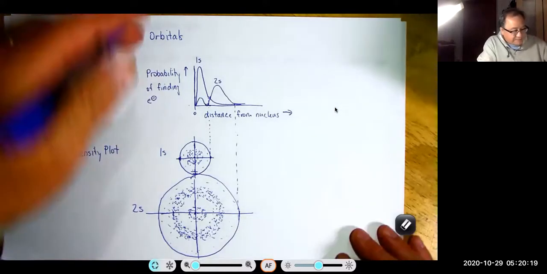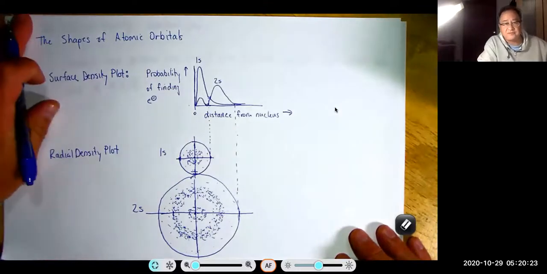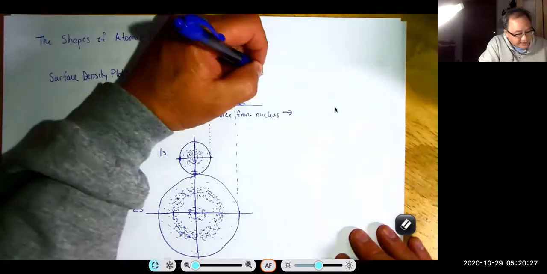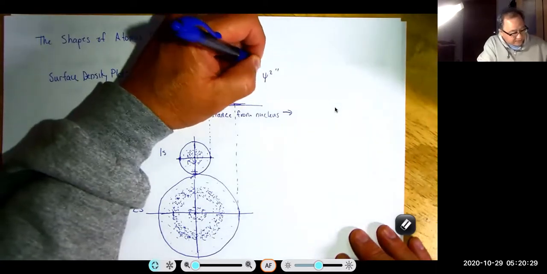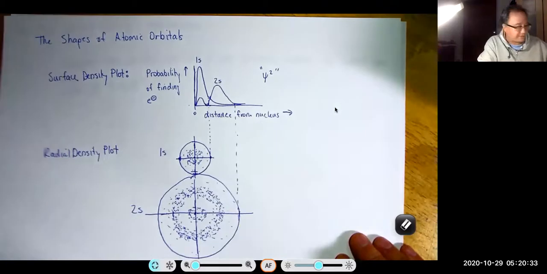So this is basically calculated using Schrodinger's wave equation. So this is a psi squared, as it were, which gives us the probability of finding the electron a certain distance from the nucleus.